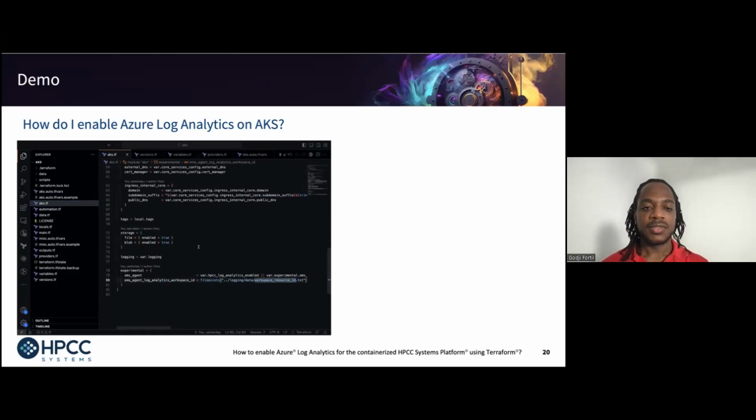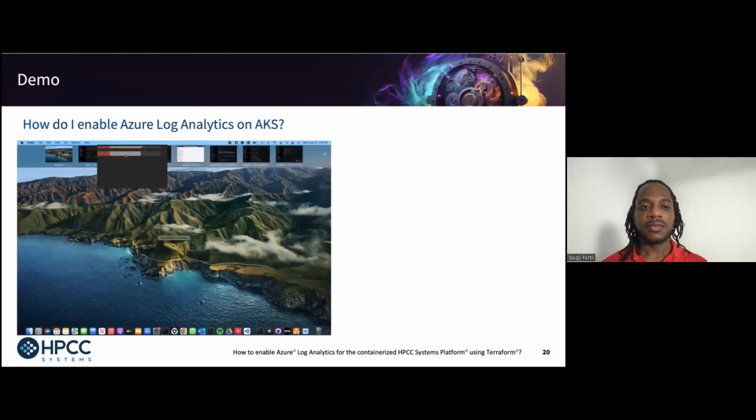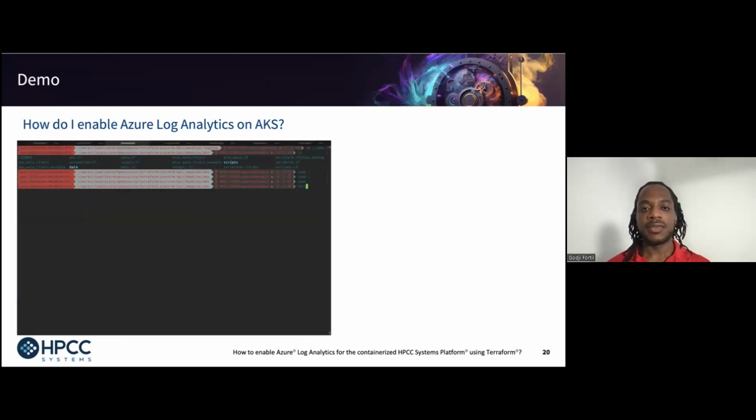So the first one is to enable the OMS agent. And once that is enabled, we pass the Azure Log Analytics Workspace resource ID to the OMS agent. And then after that we run the Terraform apply, which will apply the change to our AKS deployment. And that should effectively enable Azure Log Analytics on the AKS.